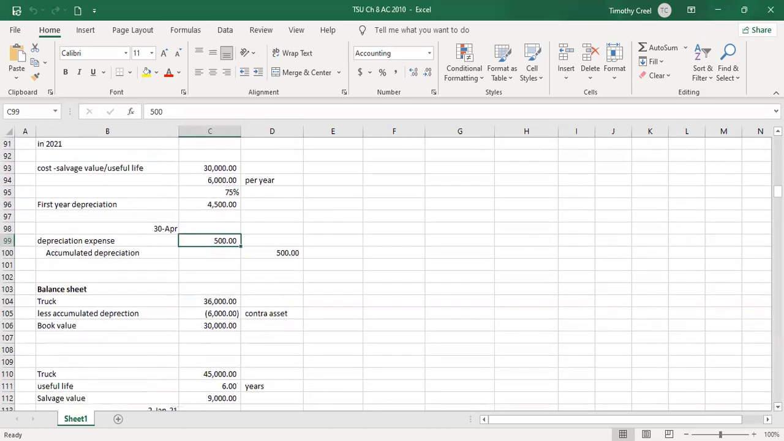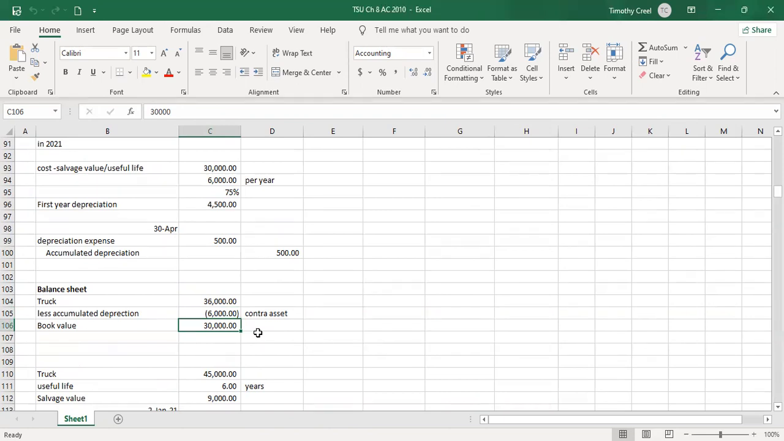Now, what this would look like on the balance sheet is the asset truck is always going to be recorded at cost, less the amount of accumulated depreciation, which would be 1 year of depreciation. The book value then would be 30,000 of the difference. So cost less accumulated depreciation equals the book value of the asset.